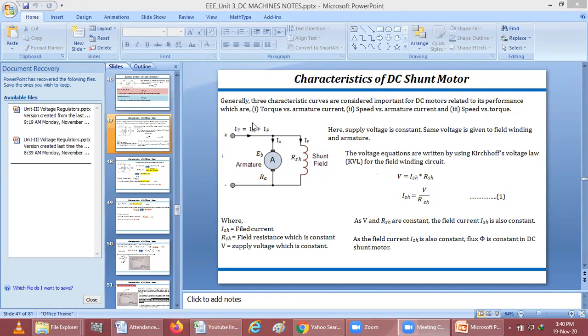So what we are saying is, when we are giving the power supply, the total current will be divided into armature current and field current. I have given IF here for the field.